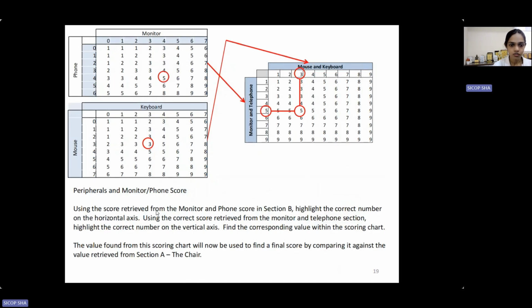Now, using the score retrieved from the monitor and the phone score in section B, highlight the correct number on the horizontal axis. Using the correct score retrieved from the monitor and telephone section, highlight the correct number on the vertical axis. Find the corresponding value within the scoring chart. The value found from this scoring chart will now be used to find the final score by comparing it against the value retrieved from section A. So this, that is the mouse, keyboard, monitor, and telephone, will give the final score of section B.